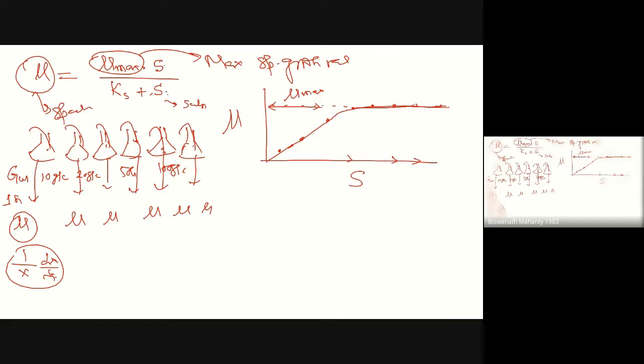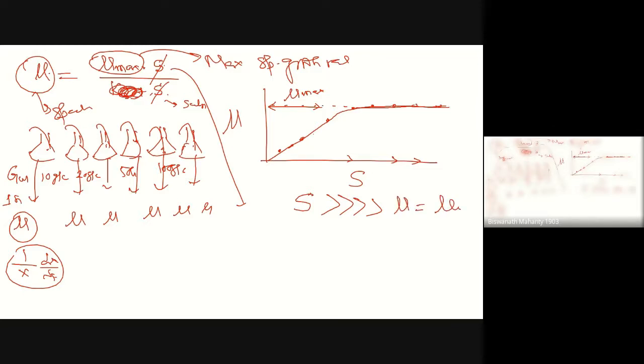Why? You can see the equation. If my substrate concentration is very, very high, what will happen? In the denominator, Ks plus S, S is so big that I can ignore Ks, which is very small. Then S and S will cancel out, and mu will become mu max. So when S is very high, mu is mu max. You see, this is mu max when S is very high. But when S is very small, then what is the equation? Are you understanding? If you don't understand, you stop me.